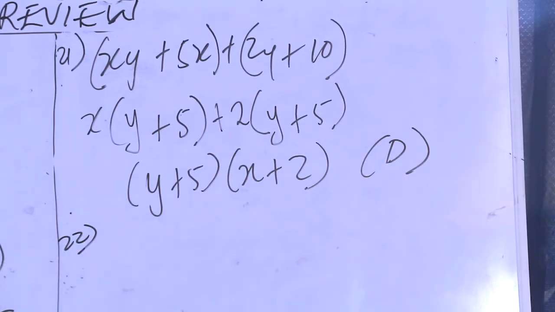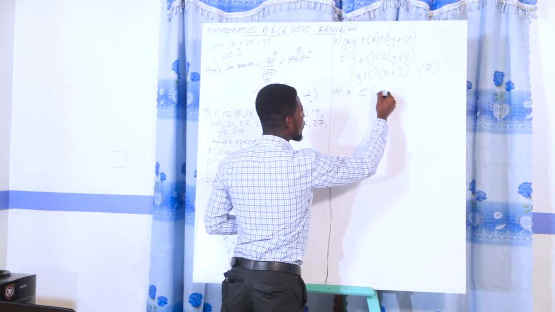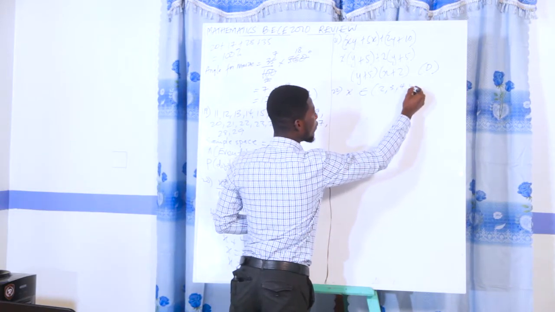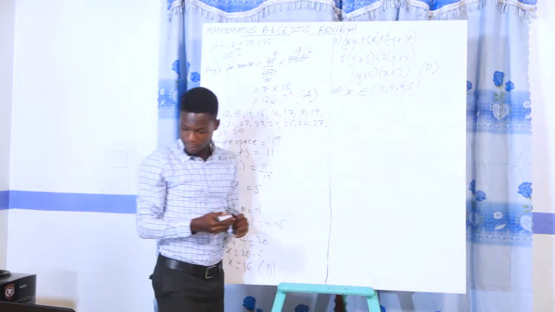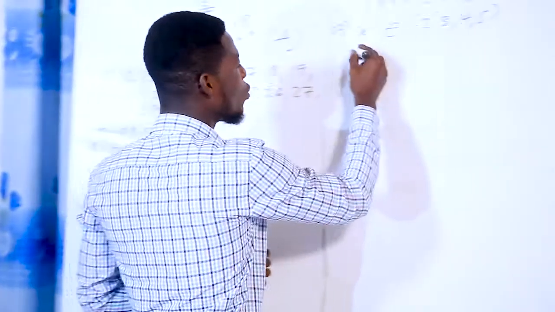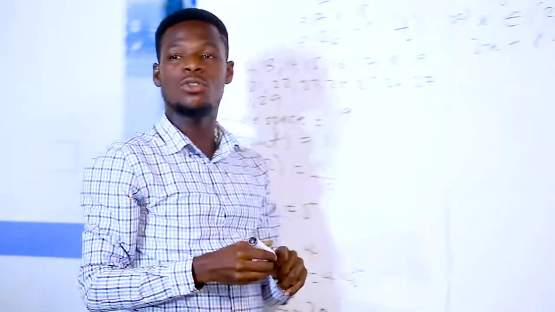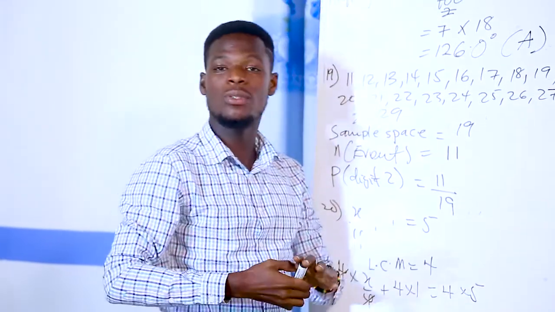Question 22. Now, if X is a set containing members 2, 3, 4, and 5, find the truth set of 2x plus 1 less than 8. 2x plus 1 less than 8. Find the truth set.